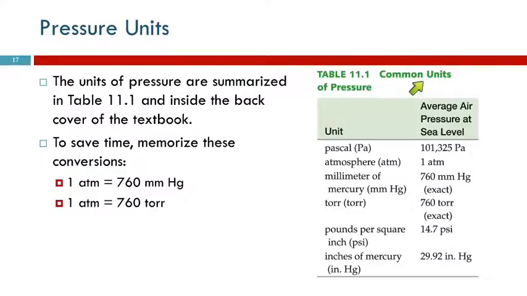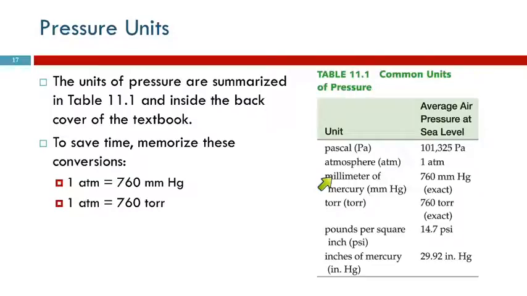So here's a table summarizing different units of pressure. It's in table 11.1 in your book. It's also in the inside back cover. So here are the units, and these are what they are equivalent to. The way this table is set up, it's not real obvious. All of these things are equal to each other. So 1 atmosphere is equal to that many pascals. It's equal to 760 millimeters of mercury. It's equal to 14.7 psi, or 29.92 inches of mercury.